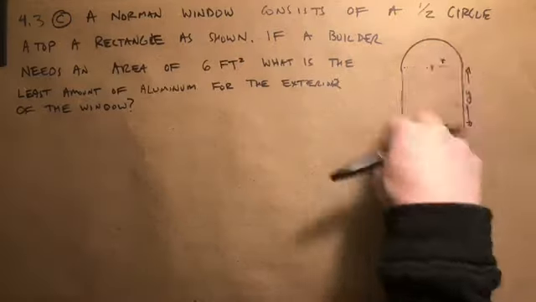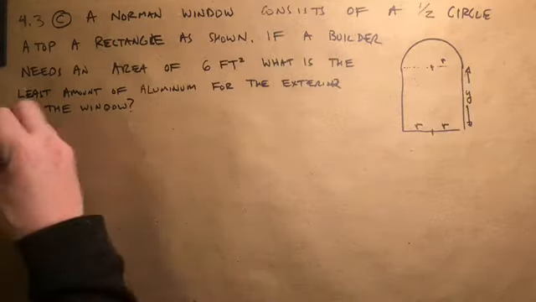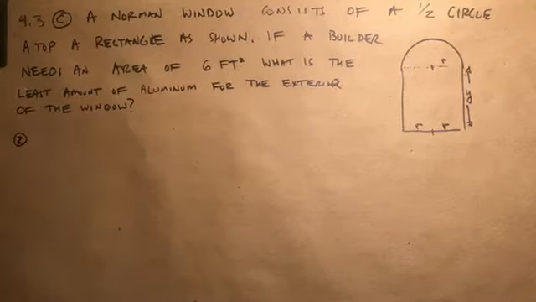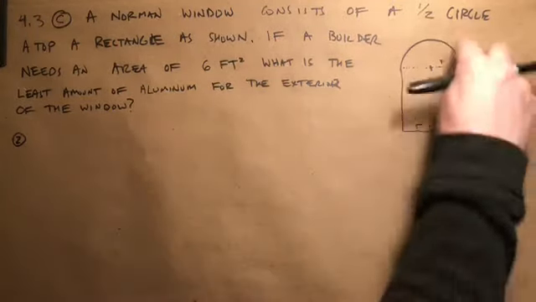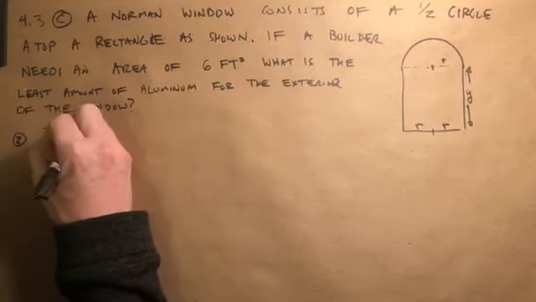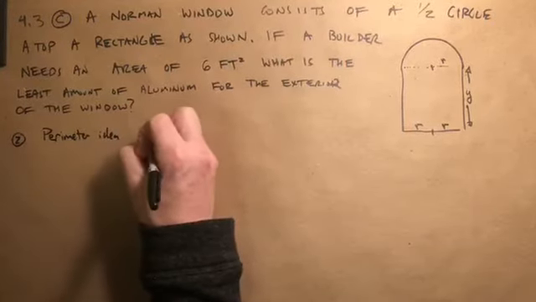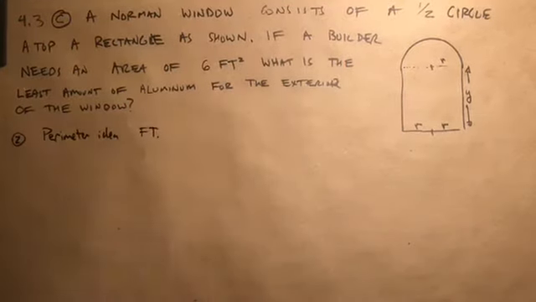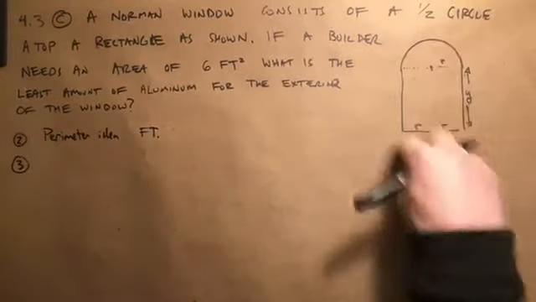So now that I have a good picture made, let's go to step 2 and figure out what we are trying to optimize here. We're trying to optimize the least amount of aluminum on the outside. And so I think that's a perimeter idea, and we're looking for some number of feet. And so now we're going to make the formula here.